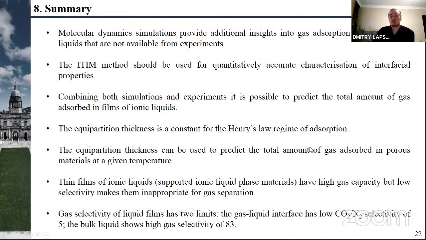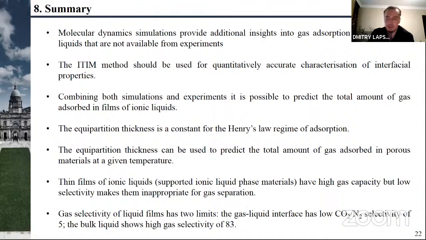So now I would like to make some conclusions. Molecular dynamics simulations provide additional insights into gas adsorption in thin films of ionic liquids that are not available from experiments. And this is related to the interfacial properties. The ITM method should be used for quantitatively accurate characterization of interfacial properties.